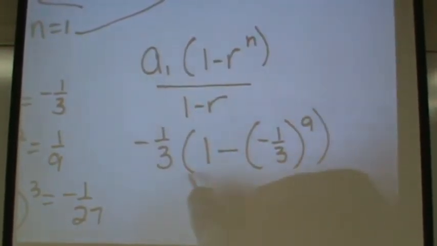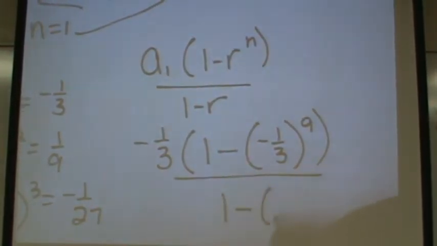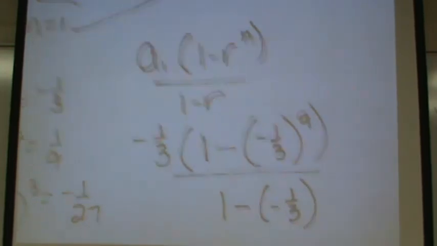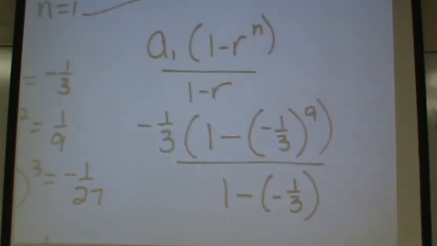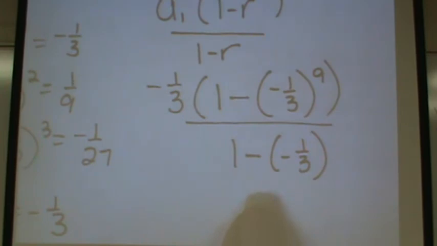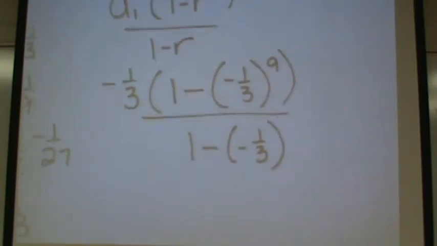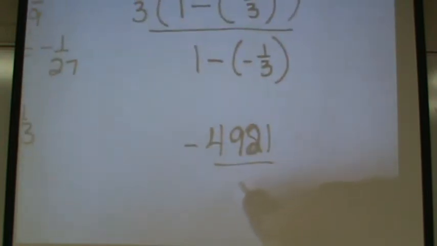Now we're adding 9 terms. Now that's the hard part. Well, actually, that's not the hard part. The hard part is getting the right answer in your calculator. And you should get negative 4,921 over 19,683.